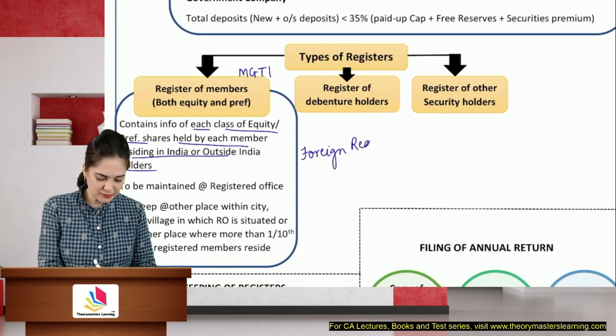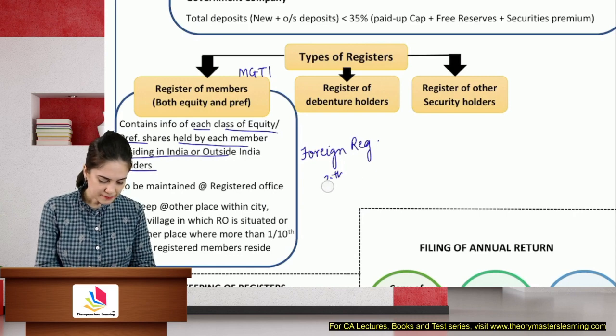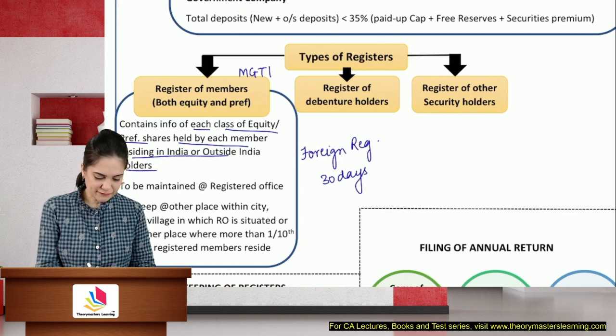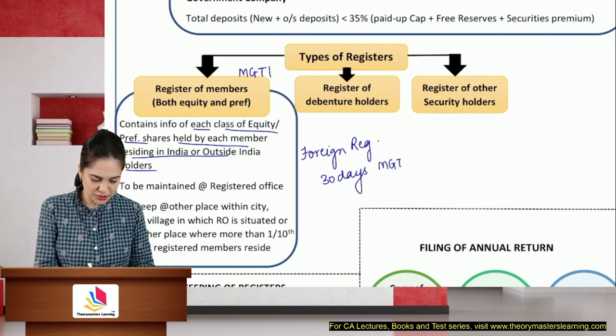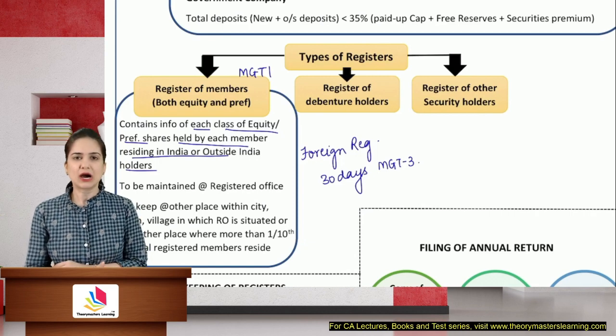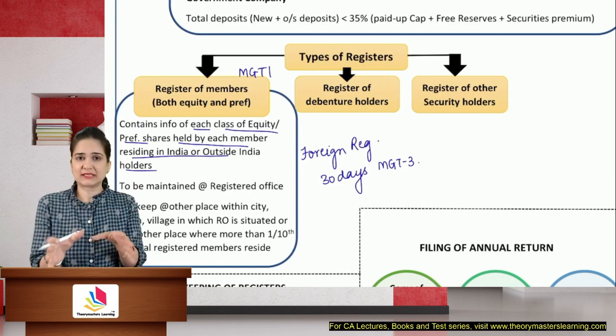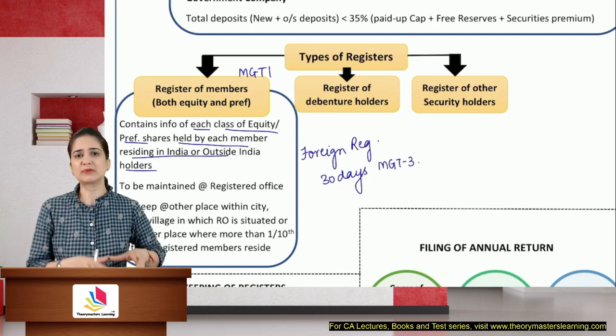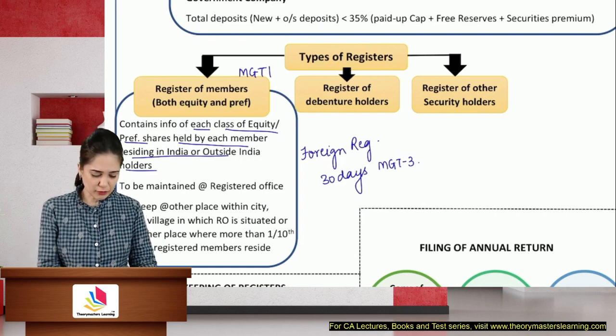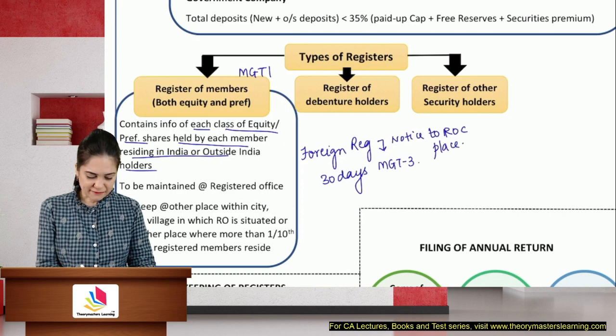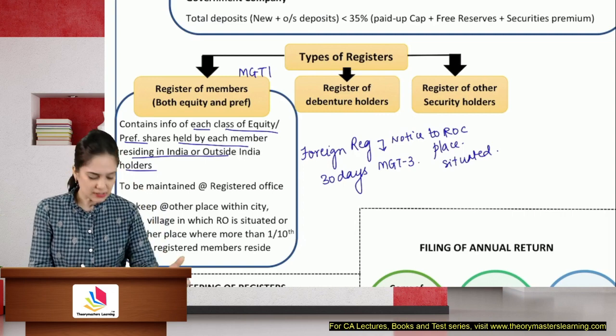So foreign register can be maintained, but within 30 days of maintaining the register, you have to inform the ROC that you are maintaining the register in form MGT 3. So you have to give a notice to the ROC giving him the place where the register of foreign members is situated. That notice, specifying the place where the foreign register is situated, will be given in form MGT 3.